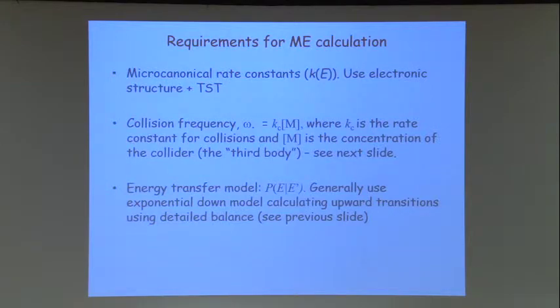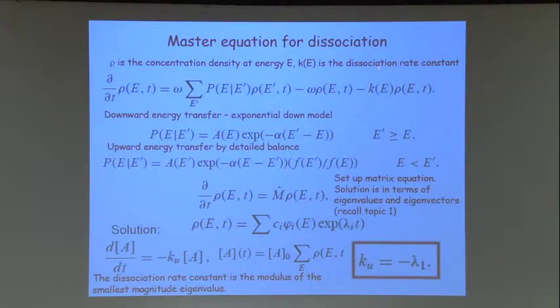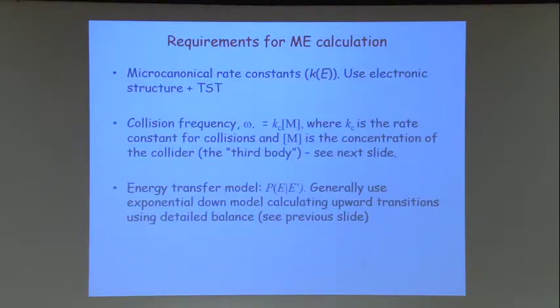In this calculation, we need microcanonical rate constants. So we have microcanonical rate constants there. And so we use electronic structure calculations and transition state theory. The collision frequency omega is equal to a collision rate constant Kc times the concentration of the third body, where Kc is the rate constant for collisions and M is the concentration of the collider, which is the third body. And then the energy transfer model, we generally use an exponential down model, with upward transitions calculated using detailed balance.